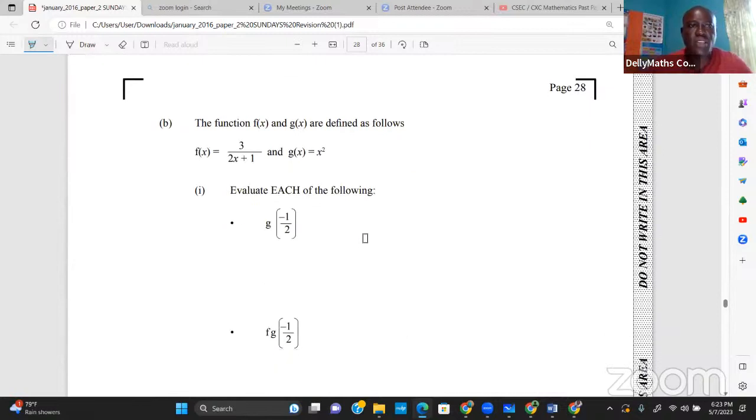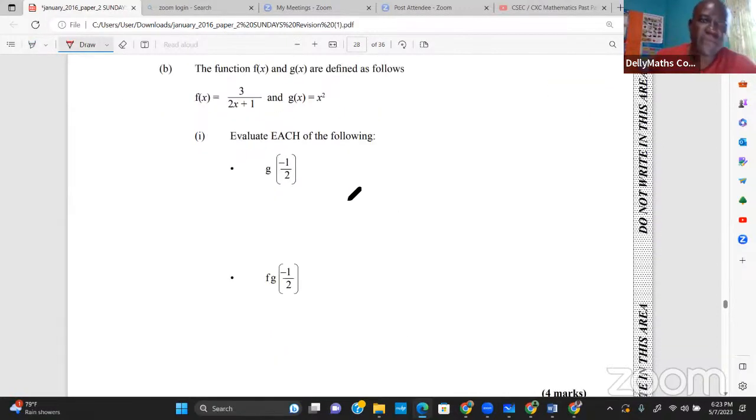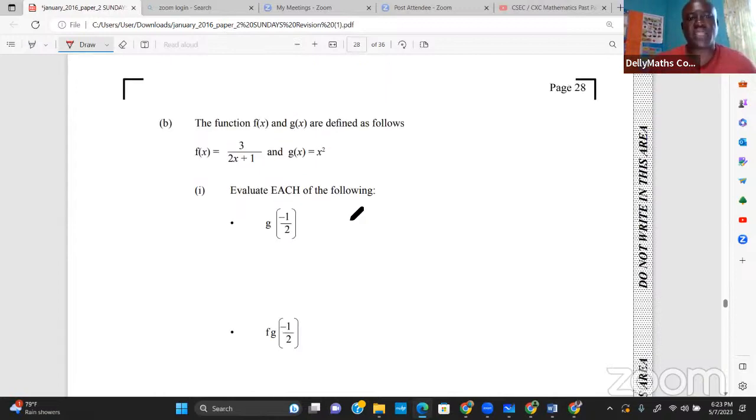We're in functions now. So it says the functions f of x and g of x are defined as follows. f of x is equal to 3 over 2x plus 1, and g of x is equal to x squared. Evaluate g of negative a half.